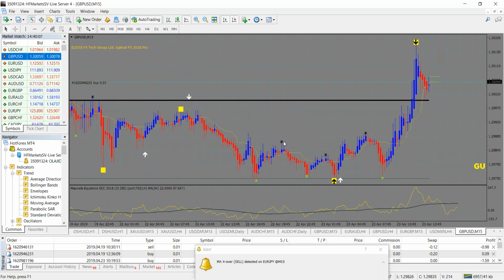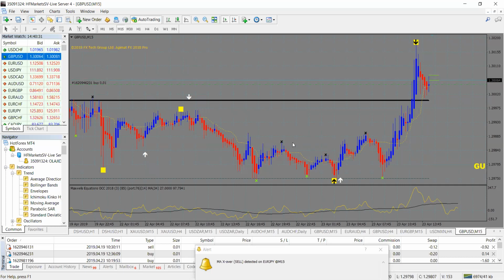See these X signs, part of the elements of the Agimat, the Kone, they are actually strong points of reversals as well. See, anytime they pop up, market goes down. They pop up, market goes down. Pop up here, market goes up. So they are very, very strong indeed.